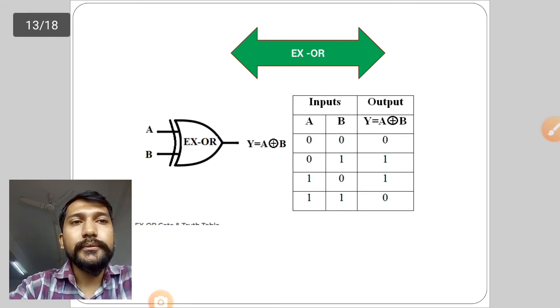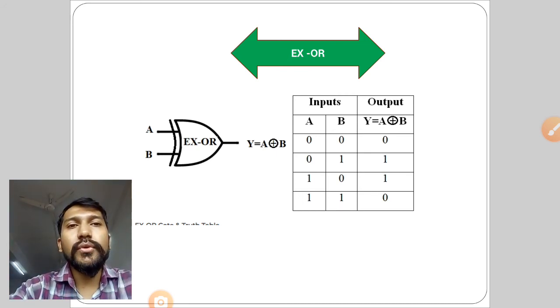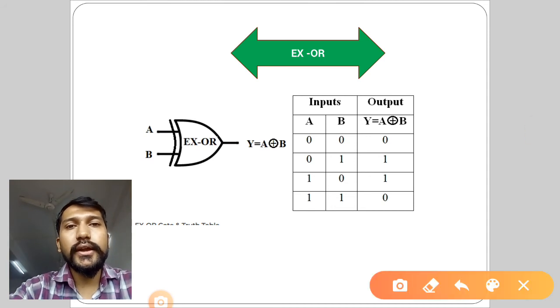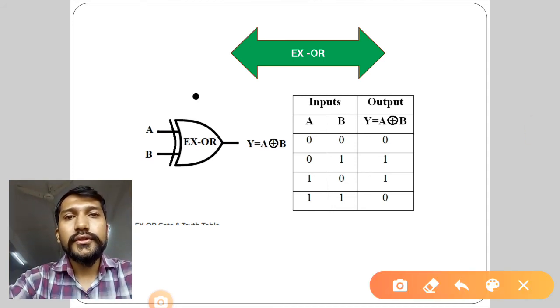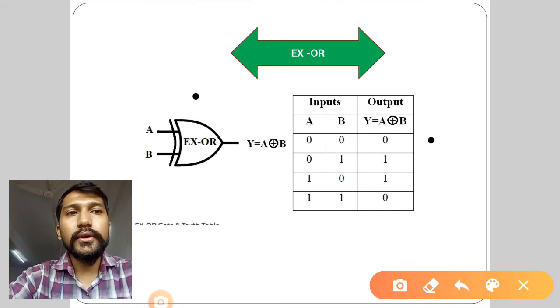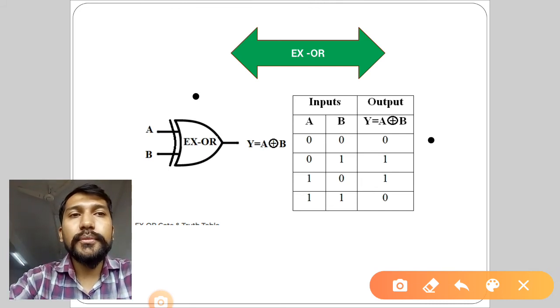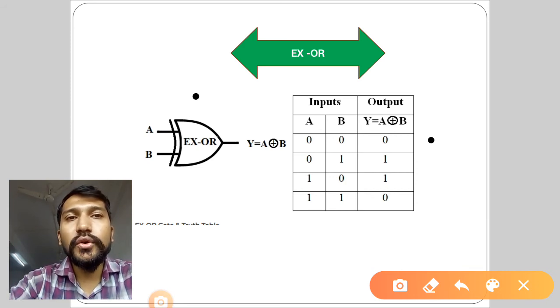Fine. XOR gate. So how is the symbol of XOR gate? It is shown in the figure. So this is my XOR gate, and this is the truth table. A plus sign is there, and in the plus sign you are going to have a circle. Y is equal to A XOR B. So this is the symbol of your XOR gate.